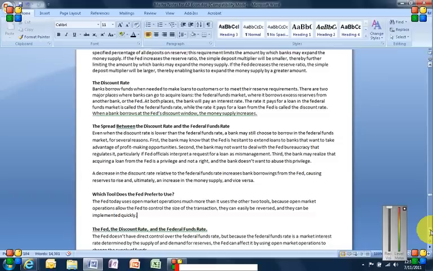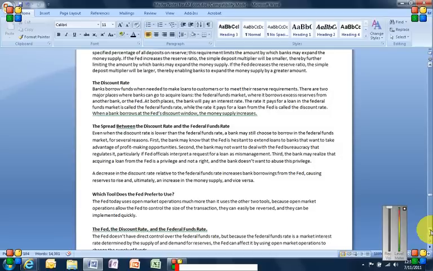First, as I said, the bank may know that the Fed is hesitant to extend loans to banks that want to take advantage of profit-making opportunities, but the bank may also not want to deal with the Fed bureaucracy that regulates it and trigger that bureaucracy to take a look at it, because one of the Fed's roles is to regulate. The Fed might take this as a sign that maybe the bank's being mismanaged, particularly if they go to the Fed with some degree of frequency for overnight loans.